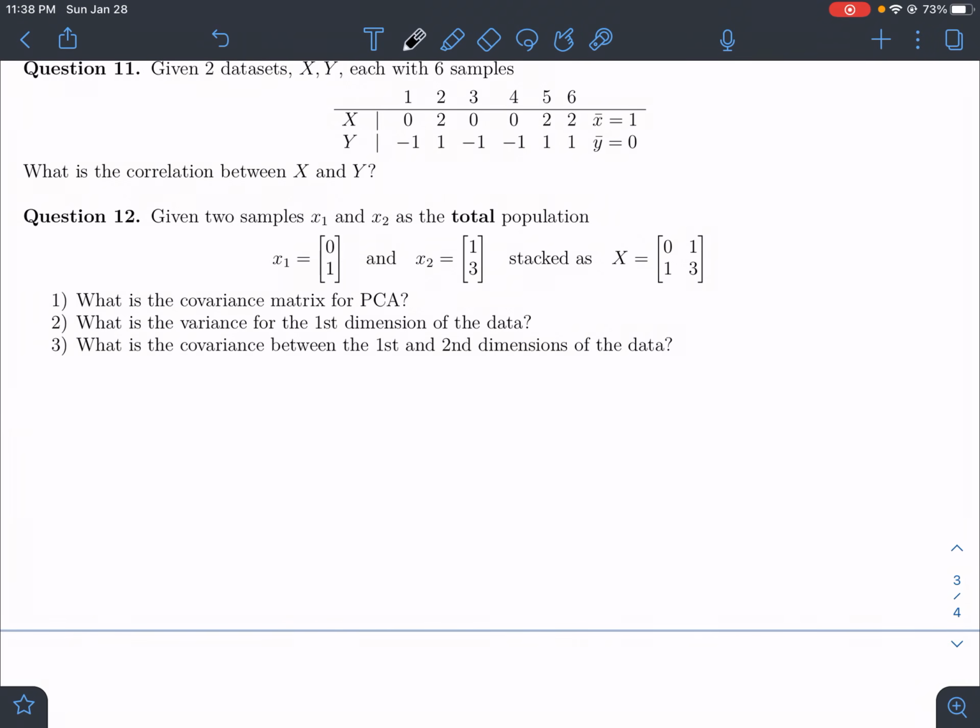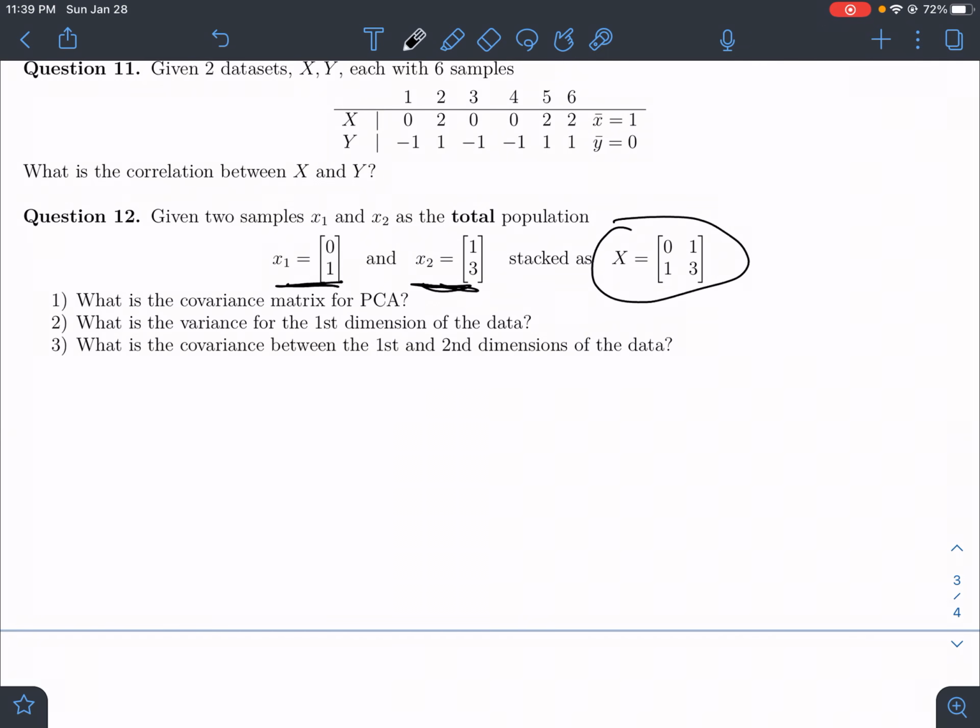Hello. In question 12, we're going to do some practice PCA on paper. For the covariance matrix for PCA, we're going to need to first look at our data. Here's our data, x. We have a first dimension, x1, and our second dimension, x2.